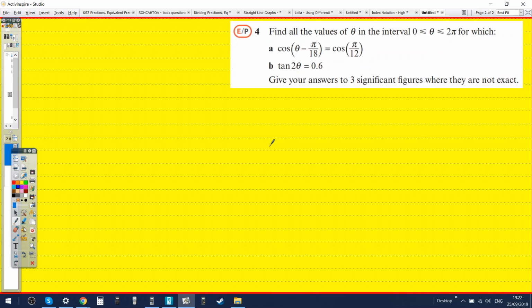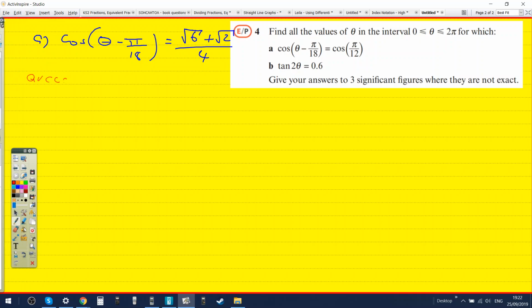So this one is root 6 plus root 2 over 4. Oh, cool. Exact answer. Yeah. So cos of theta minus pi over 18 equals, was it root 6 plus root 2, over 4? Over 4. Yeah. Okay. What's next? Do you arc cos both sides? Yep. Theta minus pi over 18 equals arc cos of that.